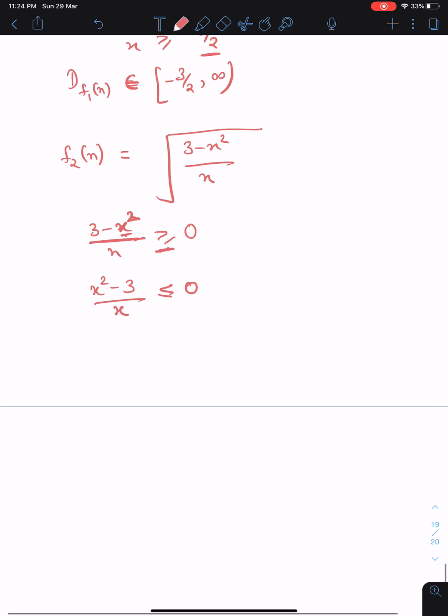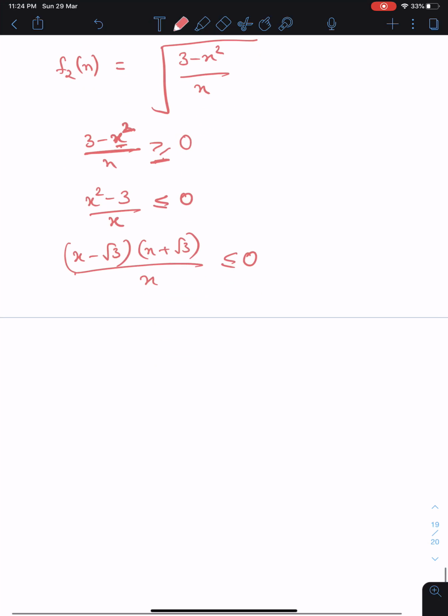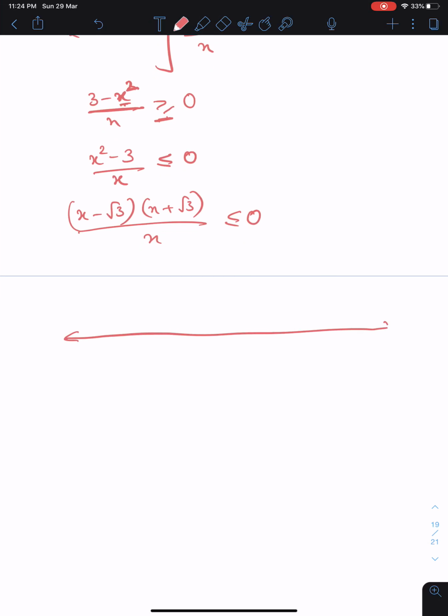Now we are going to factorize it. (x minus root 3)(x plus root 3) upon x should be less than or equal to 0. Again, find the critical points. What are the critical points? 0, minus root 3 and plus root 3. Assign the signs: positive, negative, positive, negative. You want less than or equal to 0, that means the negative sign will be your solution. So your solution will be from here to here and then from here to here. Clear?